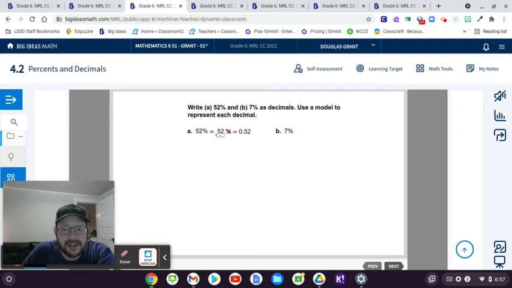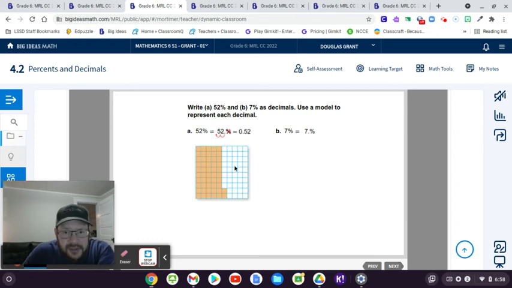I don't know if they've done that or not. So let me just ask you, for B, how would you write 7% as a decimal? This one's a little trickier. Okay, don't forget, you're moving the, oh, they did model the last one. There we go. So I gotta click one at a time. There we go. So you fill in 52 out of the 100 boxes to model 52%.